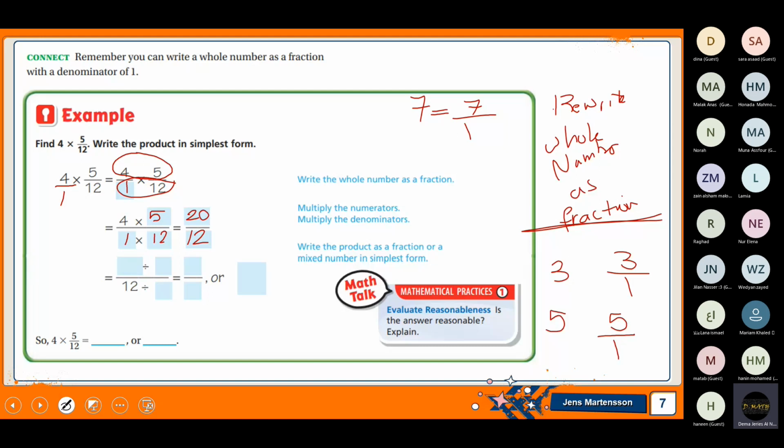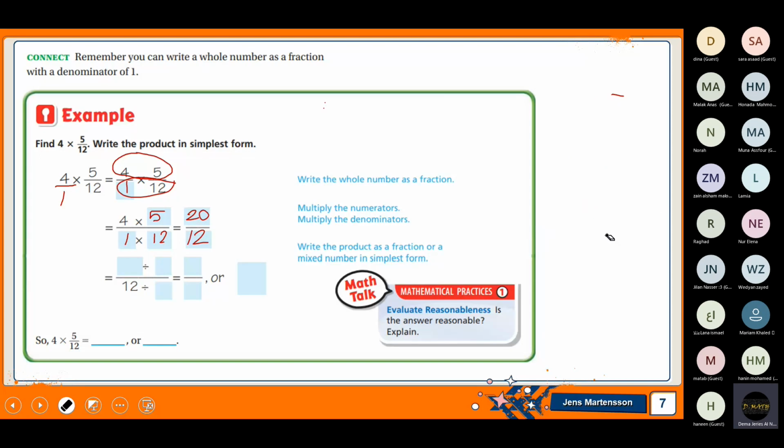Now, look at them here. In simplification, we have two things you can say. The first one: if the numerator is small and the denominator is a big number, you have to simplify them as I told you yesterday. But if we have a big number over a small one, you have to divide and write them as a mixed number. Now, as you see here, we have 20/12. How can I simplify it or divide it as a mixed number?